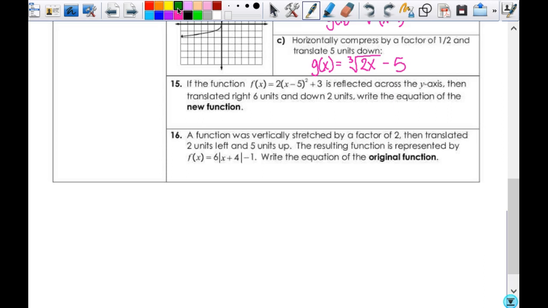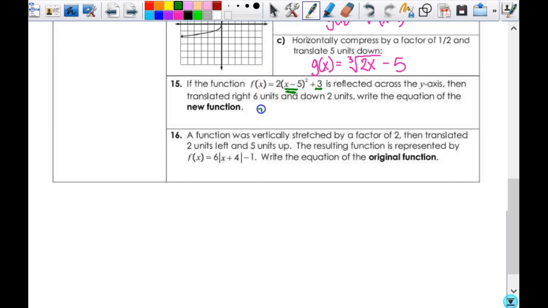We're going to reflect it across the y-axis. So does that affect the sign inside or outside? Inside, right? And then I translate right 6 units. That also affects the inside, right? And then down 2 units, that affects this. So does anything I'm doing affect that too?